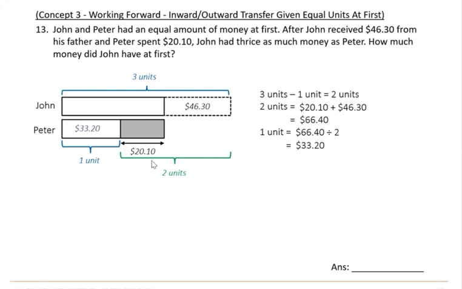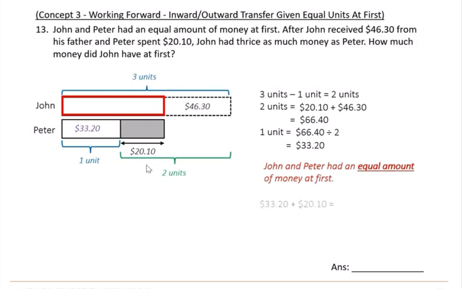So the question is asking me, how much money did John have at first? So I want to find John, but did you realize that both boys have an equal amount of money at first? So since I can find out what Peter has at first, it is actually equal to what John has at first because they got an equal amount at first. So I just take $33.20 plus $20.10. Your answer is $53.30.